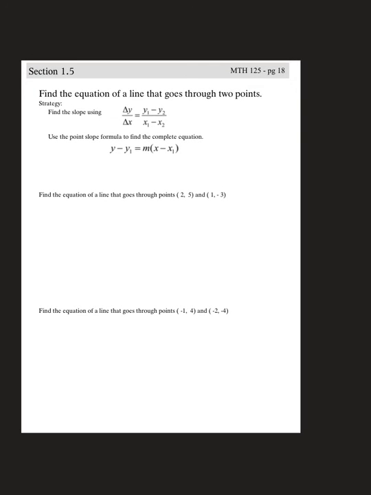We're on page 18, so now we're on section 1.5. We are going to use what we call the point slope formula. It's a little bit different from slope intercept form. I feel like we're getting to the point where you're hearing the phrase point and slope so much that it's all blending together.